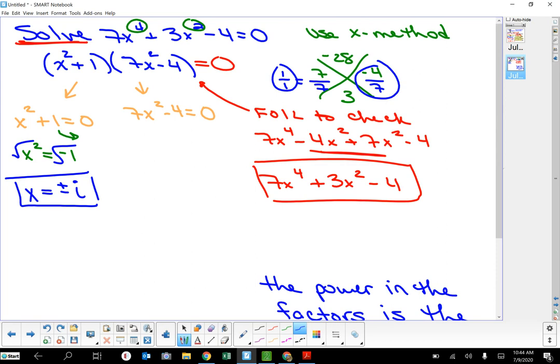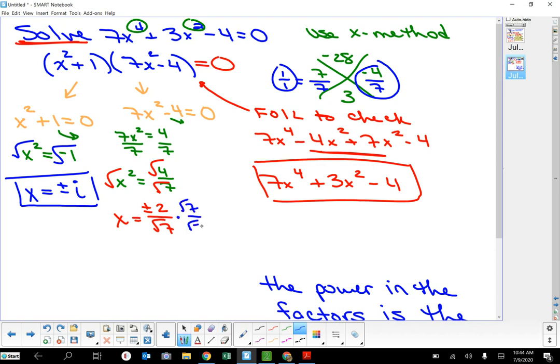Okay. And then on the other side, I'm going to move the 4 over. So I have 7x squared equals 4. Divide by 7. So I have x squared equals 4/7. And then I'm going to take the root. So I have x equals plus or minus 2 over radical 7. And remember, you can't leave something that way. You've got to go ahead and rationalize this. So multiply by rad 7 over rad 7. And x equals plus or minus 2 radical 7 over 7.